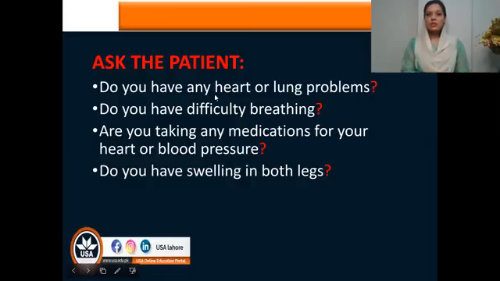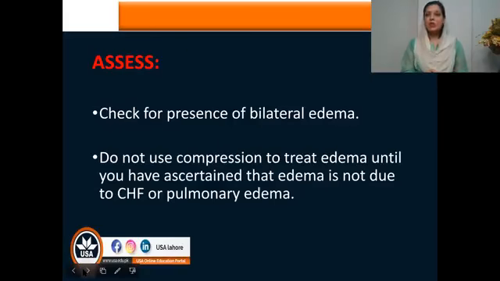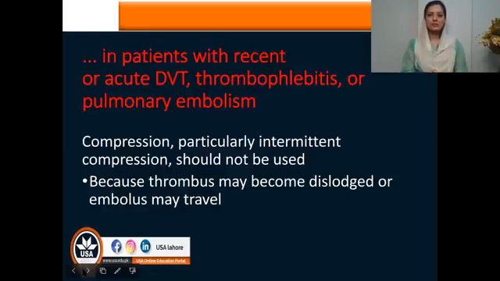So always ask your patient, do you have any heart problem or lung problem? Do you have any difficulty in breathing? Are you taking any medication for your heart or blood pressure? Do you have any swelling in both your legs? These are the basic questions you must ask your patient if you are going to consider compression therapy. Assess your patient for any bilateral edema, and don't use compression to treat the edema until you are certain that this edema is not related to congestive heart failure or pulmonary edema.